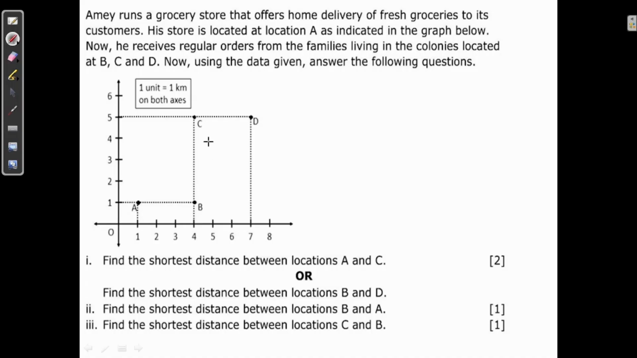So there are some families living at location B, C and D. Now using the data given, answer the following questions. So first let us do one thing. 1 unit is equal to 1 kilometer. So they have already given. What is the location for point A?